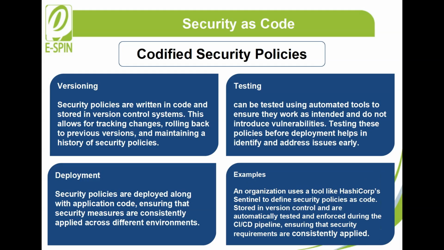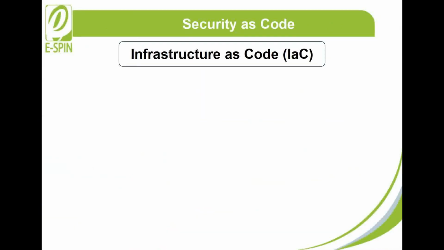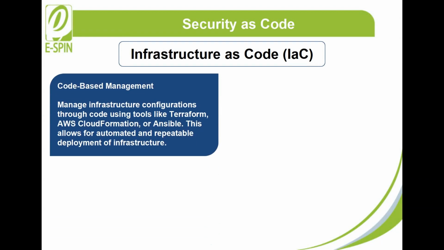Example: an organization uses a tool like HashiCorp Sentinel to define security policies as code, stored in version control, and automatically tested and enforced during the CI/CD pipeline, ensuring that security requirements are consistently applied. Infrastructure as code, IaC, includes code-based management, secure environments, and an example. Code-based management: manage infrastructure configurations through code using tools like Terraform, AWS CloudFormation, or Ansible. This allows for automated and repeatable deployment of infrastructure.